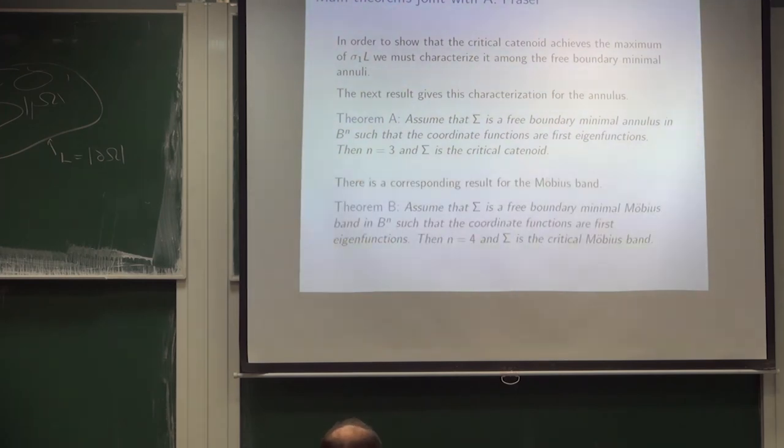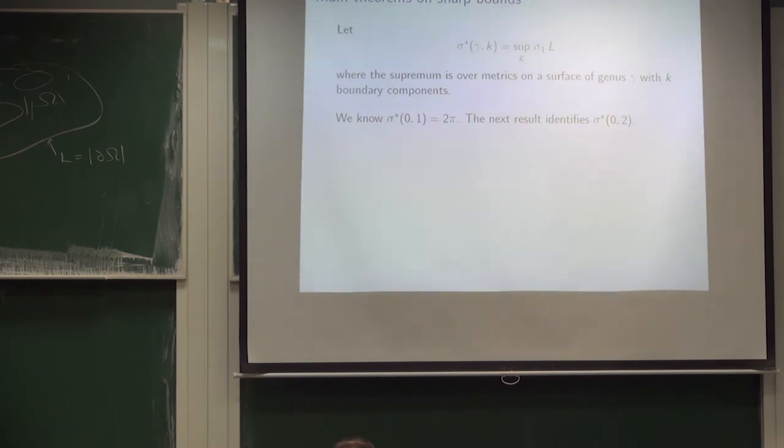And then there's a similar result for the critical Möbius band. So it says that if we take any free boundary minimal Möbius band in Bn where the coordinate functions are first eigenfunctions, then we have to be in four dimensions and it's the critical Möbius band. So those are two uniqueness theorems. Let me now state the case of more boundary components.